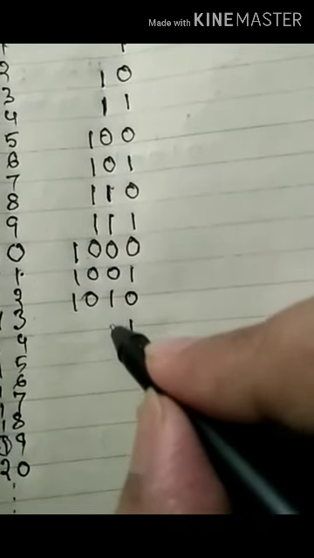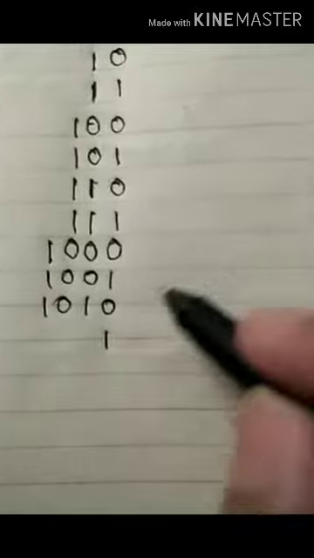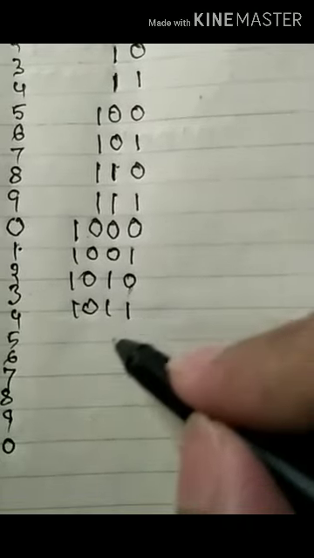Now as this is 0, it will be 1. This 2 will be constant. Now after 0 this is 1, so this 3 will be constant. Like this it will continue.